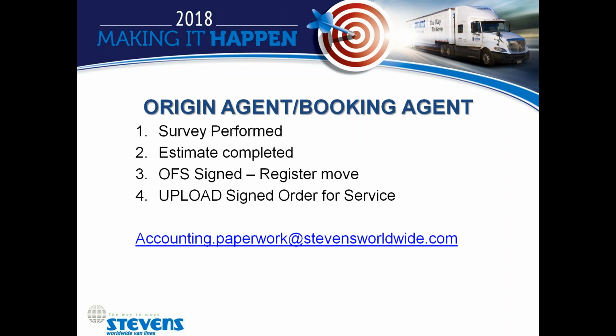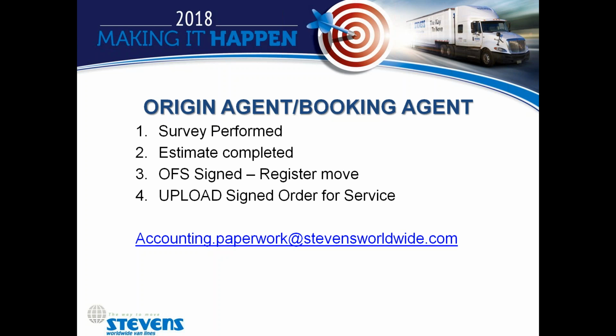So the origin agent performs a survey and completes the estimate. Gets a signed order for service with the total cost of the move and the move date. You need to make sure all of that is completed. Once the shipment is registered, a registration number is assigned, and we need you to upload the signed order for service. This is one of the biggest delays that causes us an issue with billing: not having the order for service.